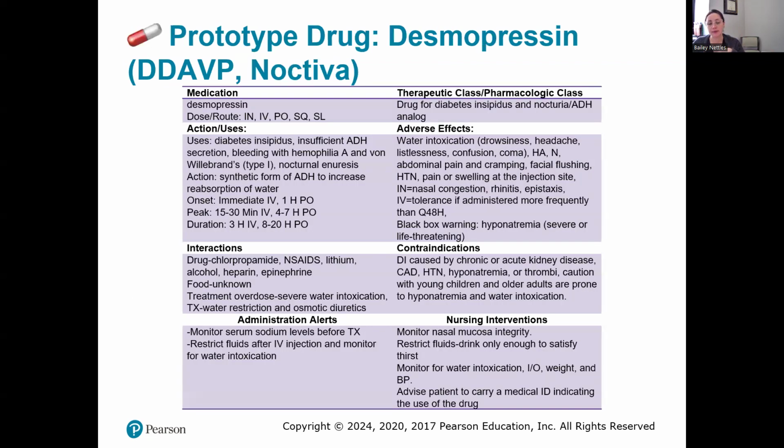So desmopressin has lots of different routes: IN, intranasal, IV, PO, sub-Q, sublingual, okay? It's for the diabetes insipidus. It's for insufficient ADH secretion, bleeding with hemophilia A, von Willebrand's type 1, which is a type of hemophilia, nocturnal enuresis, so I'm wetting the bed.